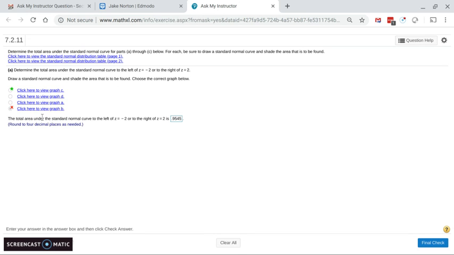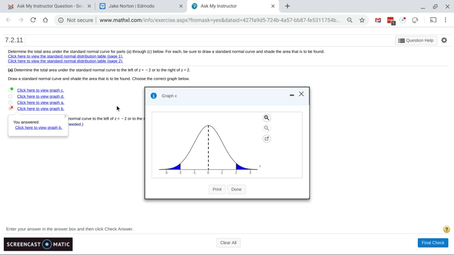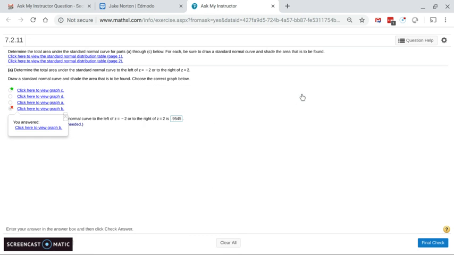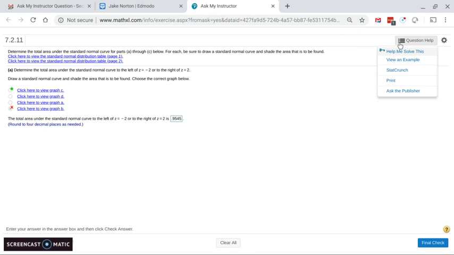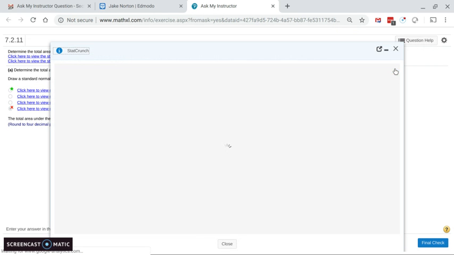Okay, so the total area of the standard normal curve to the left of -2 and to the right of 2 is, and we would expect that if we looked at the graph to be pretty small, right? The whole curve would be 1. If the whole curve is blue, it's 1. The meat of the curve here is not shaded, so the area of the shaded portion should be pretty small. So here's what we can do with the StatCrunch calculator. Let me pull that up real quick.